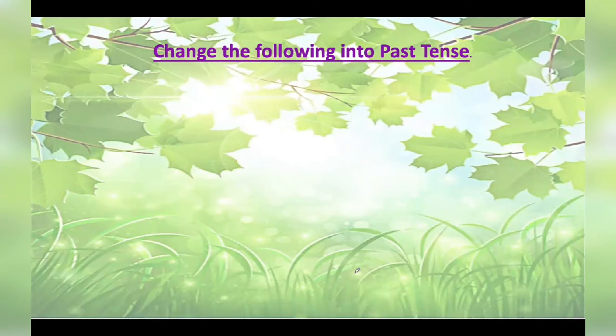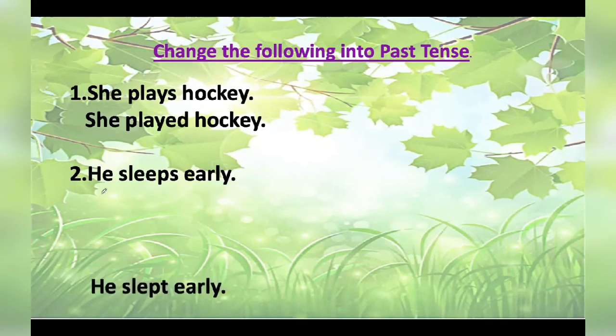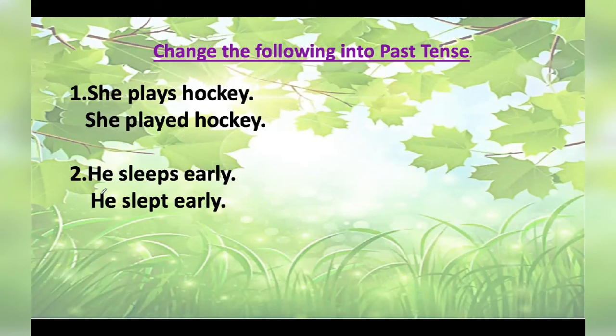Now, we have the exercise: change the following into past tense. She plays hockey. Now here the verb is not with ing, so obviously we are going to change this verb into past tense. She plays hockey, so it will become she played hockey. Number 2, he sleeps early. So it will become he slept early.